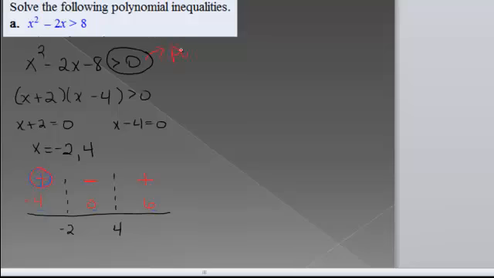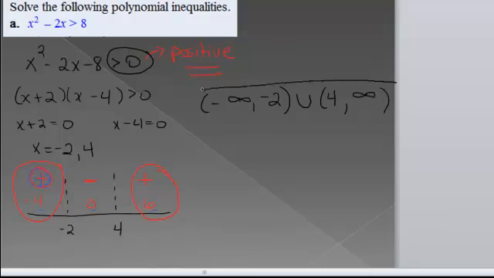Greater than 0 means positive. That means I only care about the parts that gave me a positive sign. So that means that my solution set will be everything from -infinity to -2. I do not include this -2, so I put a parenthesis. I pick back up again at 4, again not including the 4, and I go to infinity. This is my solution set.